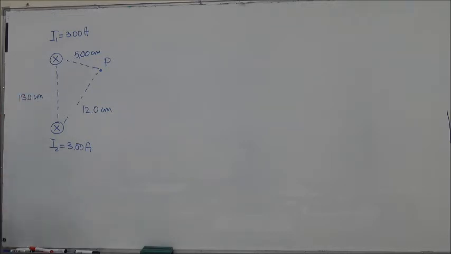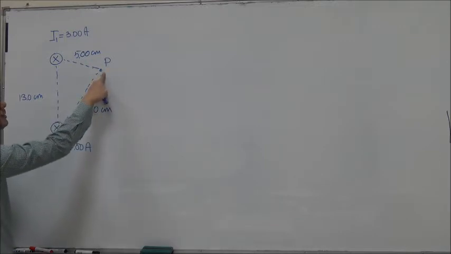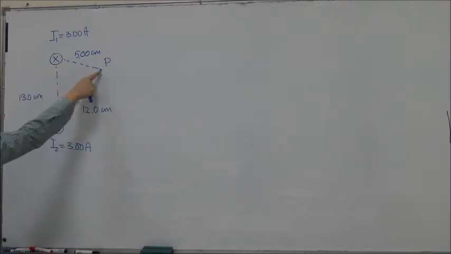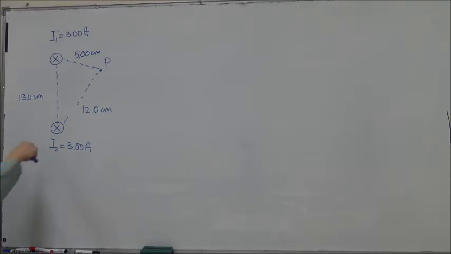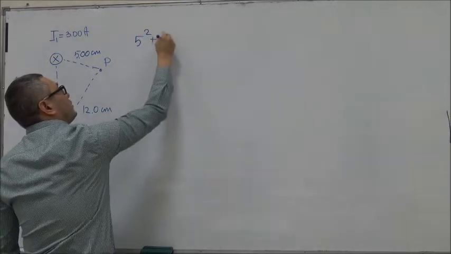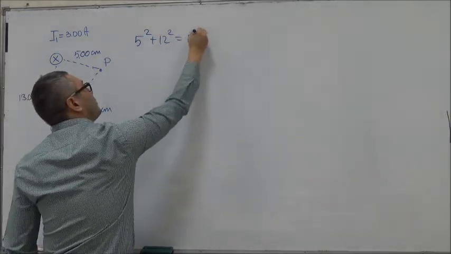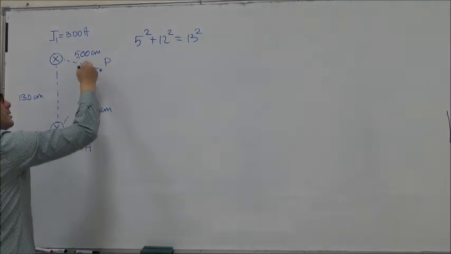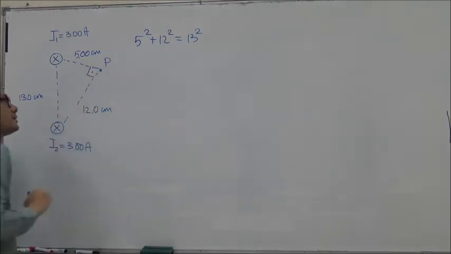And the question is, what is the magnetic field at point P, which is at 5 centimeters from the upper current and 12 centimeters from the lower current. The first thing that you can notice is that the distances form a right triangle. You can see that 5 squared plus 12 squared is equal to 13 squared. So this is a right triangle, so this angle is 90 degrees, and that simplifies the problem by quite a bit.